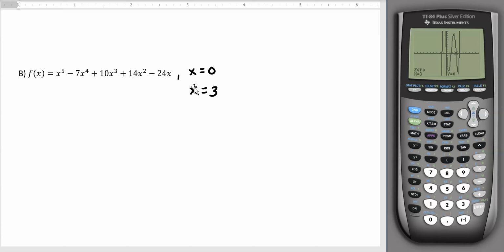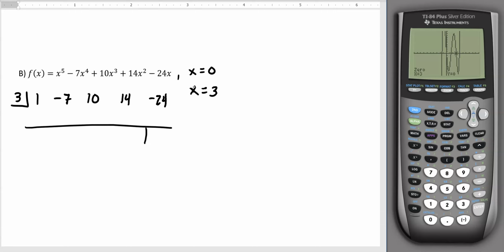Do some synthetic division here. Now I'm going to go ahead and say we divide out this x equals 0. So this would be a fourth degree: 1, negative 7, 10, 14, negative 24, where negative 24 would be our constant. I should get a remainder of 0 if I do this right. Negative 7 plus 3 is negative 4, gives me negative 12. 10 minus 12 is negative 2.